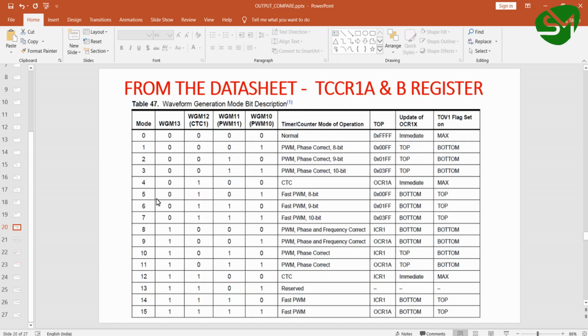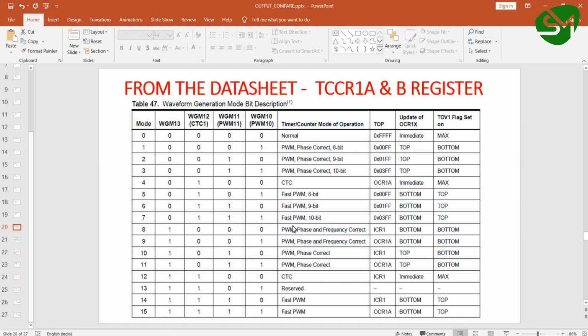That is, if I am providing a value of 0101 to these 4 bits, that will set the timer in fast PWM 8 bit. And if it is having a value of 6, that is 0110, fast PWM 9 bit is selected, and if it is having a value of 0111, fast PWM 10 bit is selected, and if it is having a value of 1110, fast PWM is selected, and if it is having a value of 1111, again fast PWM is selected.